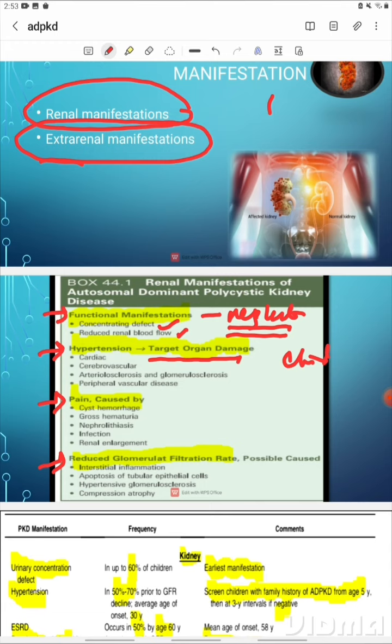Among the pain, the most common cause is cyst hemorrhage, and the patient usually presents with gross hematuria. Sometimes it's visible hematuria, and sometimes it's microhematuria. Apart from that, patients can have renal stones, repeated infections, and sometimes heaviness in the flank region because of the bulkiness of the kidney itself. And last but not least, patients can present with reduced GFR, which is signified by a decline in the GFR and derangement in renal function.